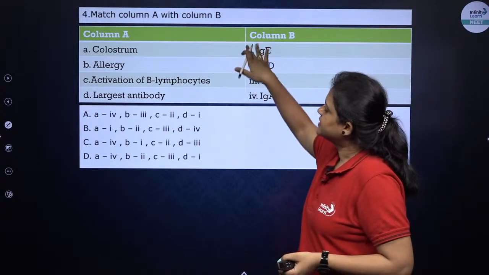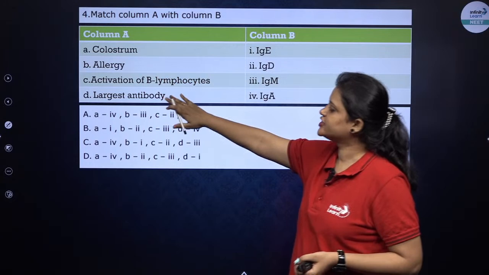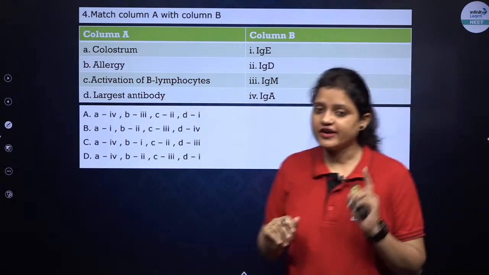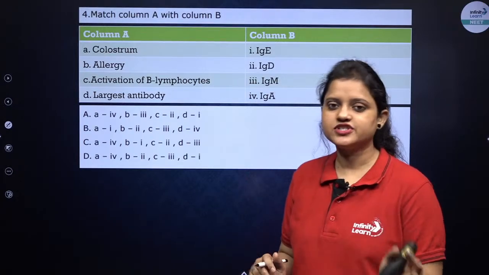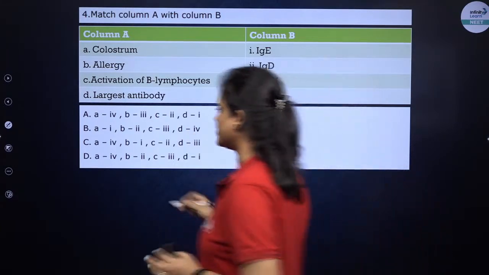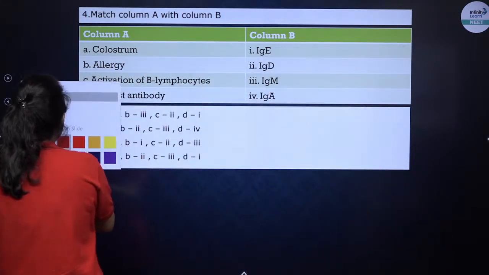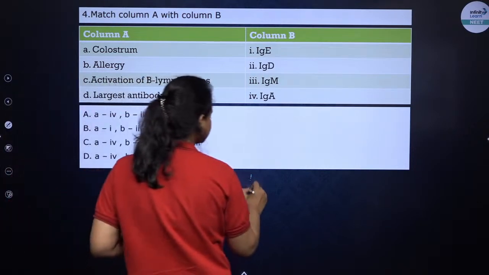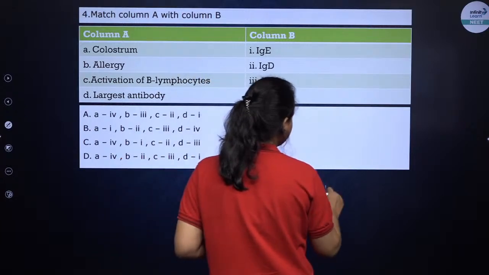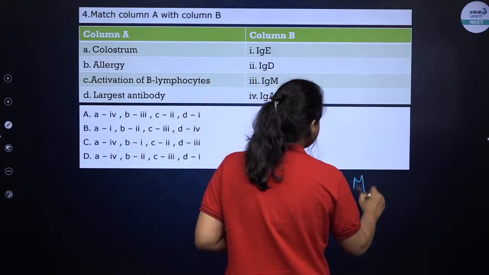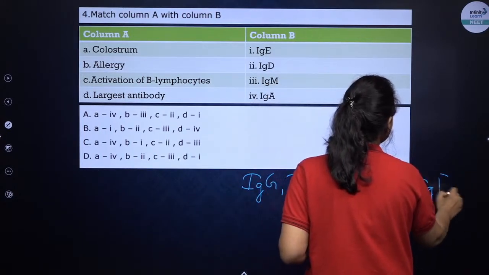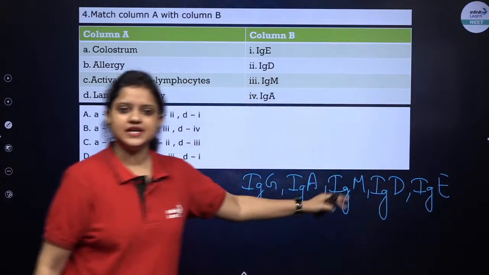Match the column A with B. Colostrum, allergy, activation of B lymphocyte, largest antibody. We know in our body 5 types of antibodies are produced, which we can remember with the term GAMD. Let's write it down. IgG, IgA, IgM, IgD and IgE, right? So GAMDE, GAMD.